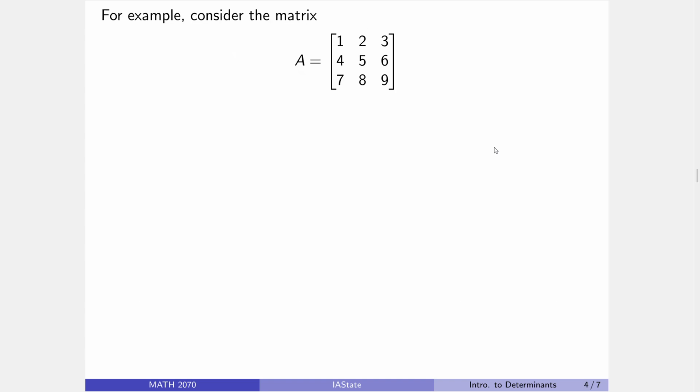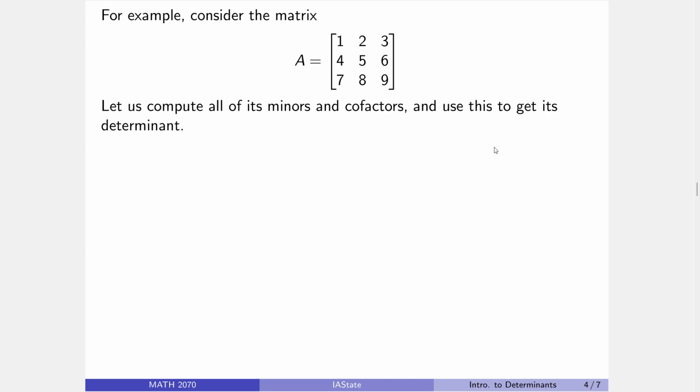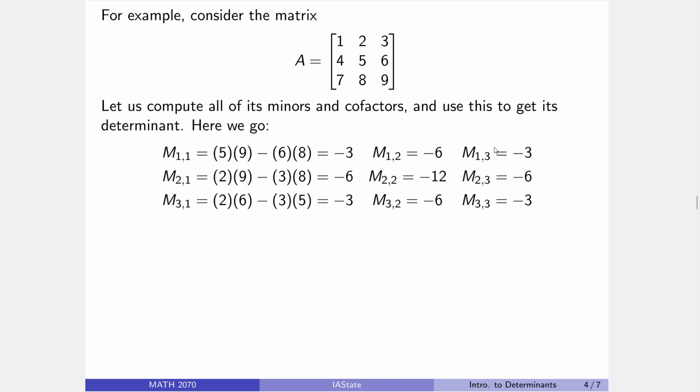All right, but talk is cheap. Let's actually compute a bunch of cofactors and minors for our matrix A here, and then we'll use that to arrive at the value of the determinant. Okay, so here I've computed all of the minors, and again, the M11 minor is obtained by deleting row 1, column 1, and computing the determinant of what's left over. So if you delete row 1 and column 1 of our matrix here, then we've got 5, 6, 8, and 9 as the 2x2, and there you see the determinant of that 2x2.